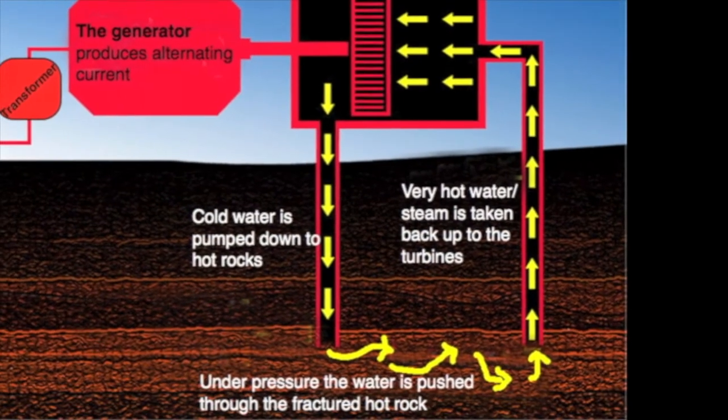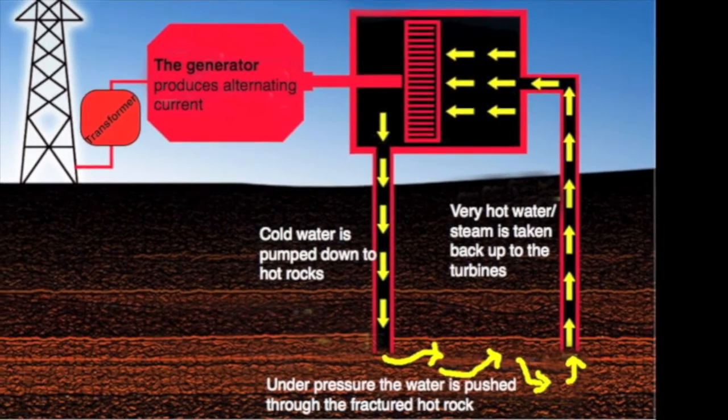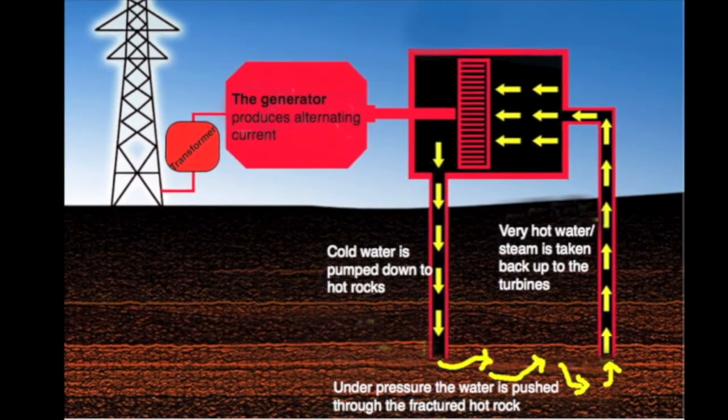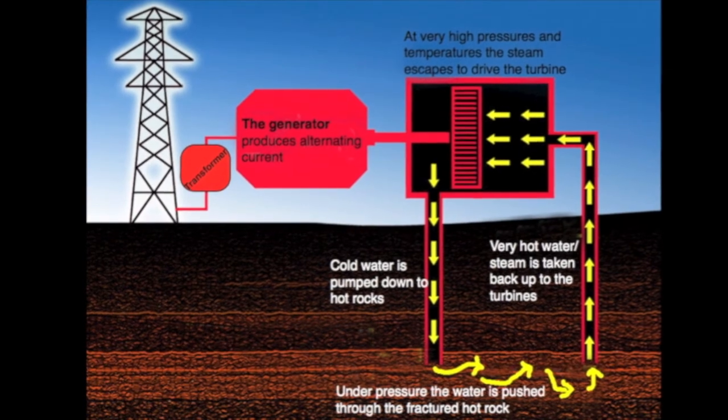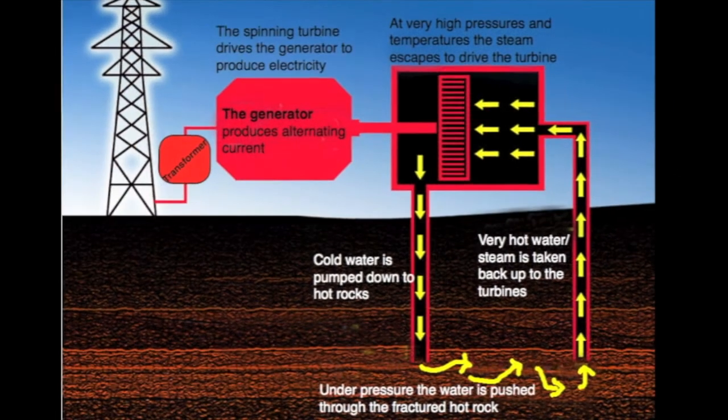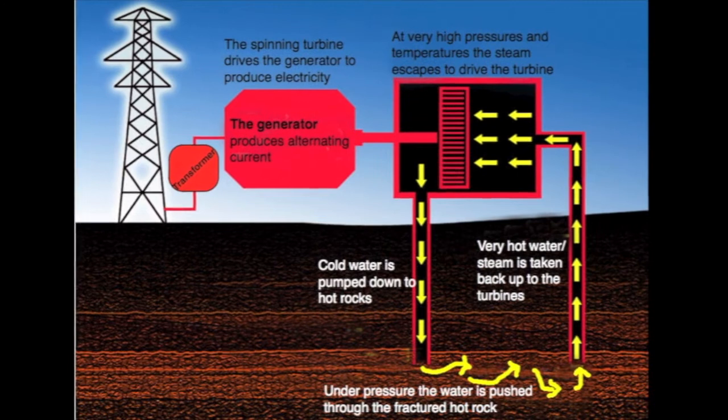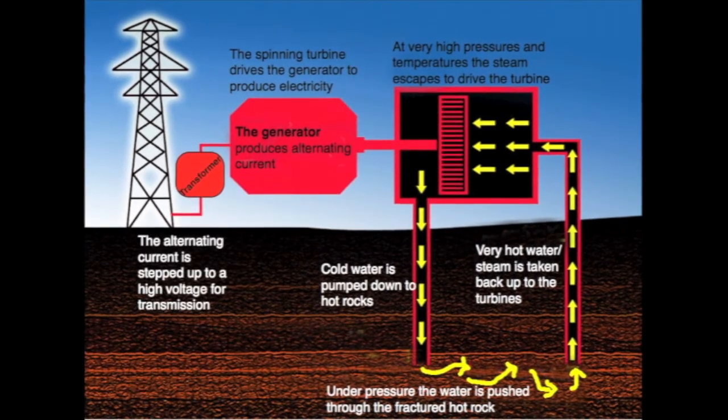Under this very high pressure, the steam escapes at high velocity. It then drives a turbine, and the turbine in turn drives a generator. The electricity generated is stepped up to a high voltage for transmission to the national grid.